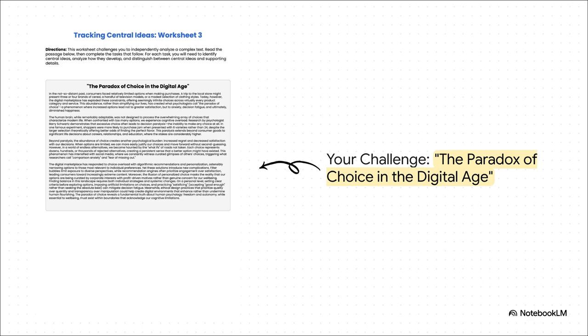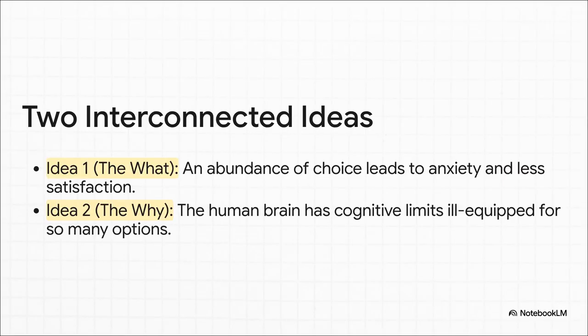Go for it. All right, so how did it go? What did you find? The first big idea is pretty clear, right? It's the what. The author's arguing that having way too many choices actually makes us anxious and less happy with what we pick. But they don't just leave it there. There's a second idea that explains the why.